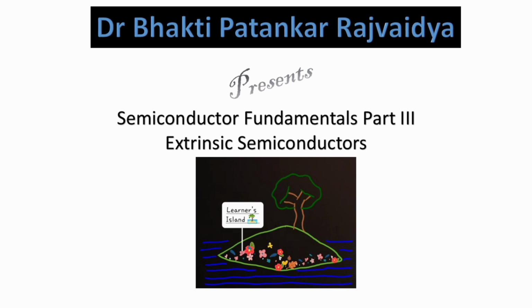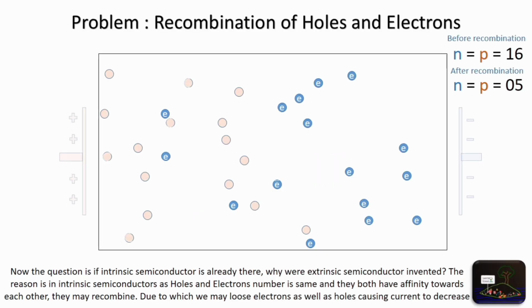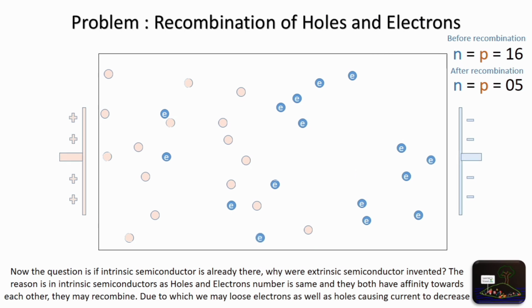We were discussing semiconductors. We have seen previously the classification of solids, and reached up to intrinsic semiconductors. Let's move further. Now the question is, if intrinsic semiconductor was already there, why were extrinsic semiconductors invented?